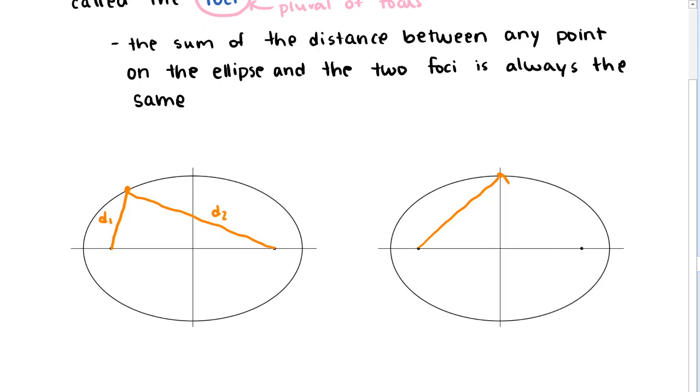So here, if I look at this point on the ellipse and measure the distances between that point and the foci, d3 and d4 maybe, they are going to be different amounts than the previous two distances, but when we add them together, we get the same amount. So d1 plus d2 is going to be the same as d3 plus d4. It doesn't matter what point on our ellipse we choose, the sum of these two distances will always be the same amount.